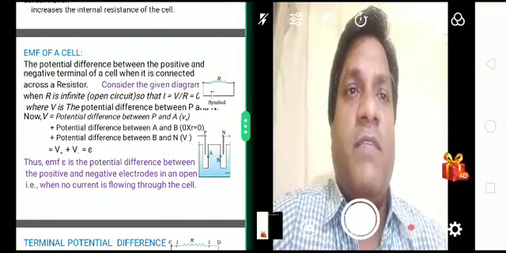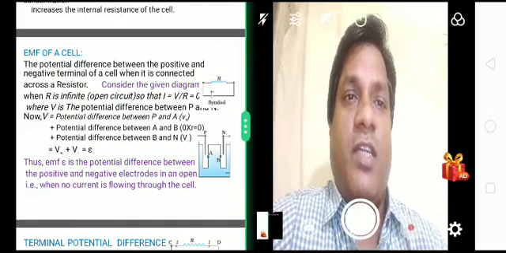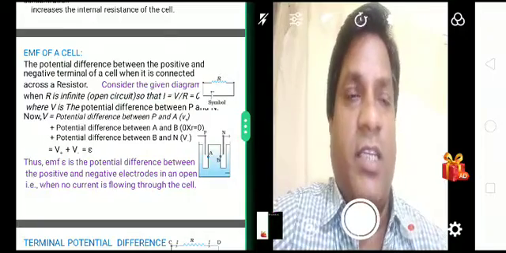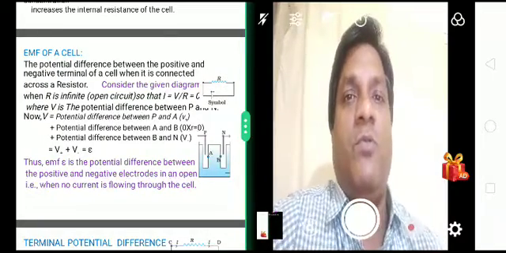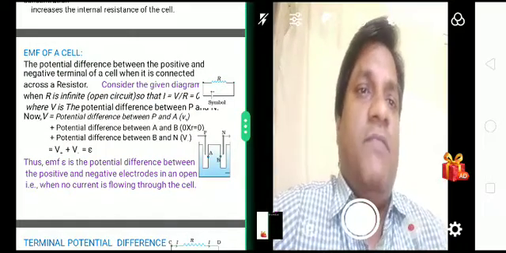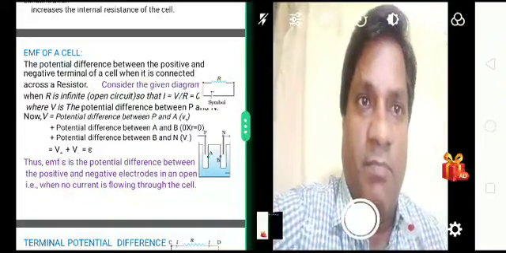So under infinite resistance, that means in an open circuit, the current flowing through the cell will be V by R, according to Ohm's law, and that will be equal to 0. So the potential difference between P and N, you see the second diagram, the diagram given below.